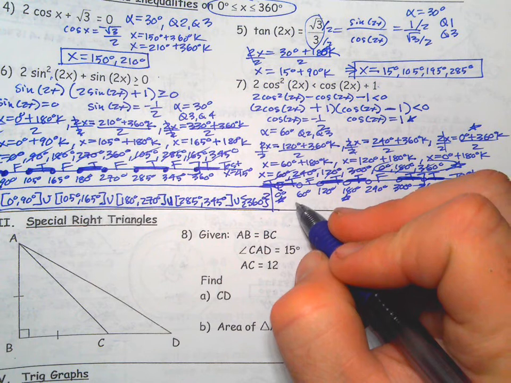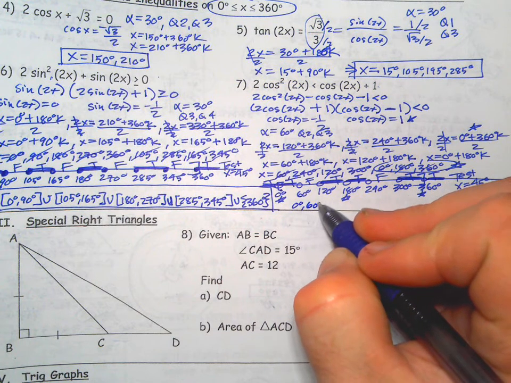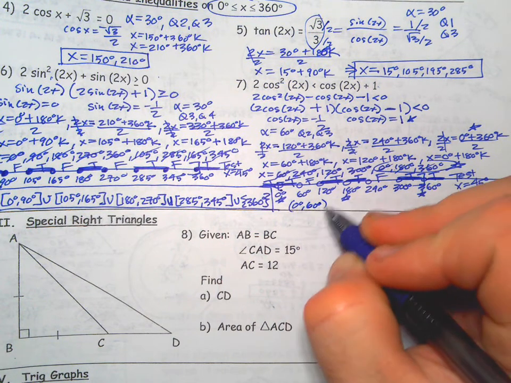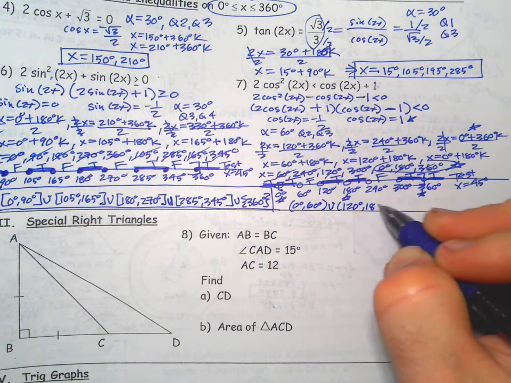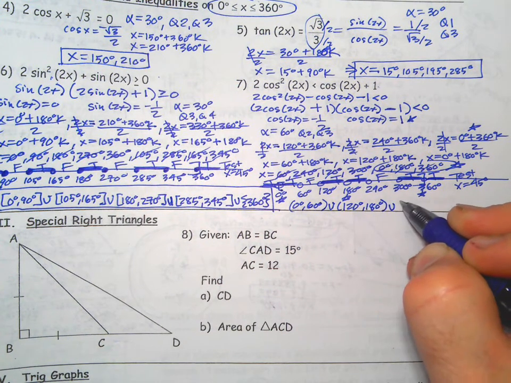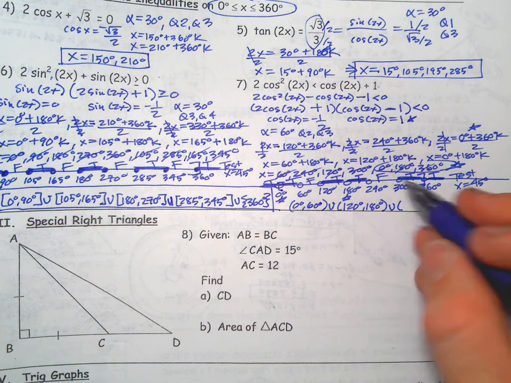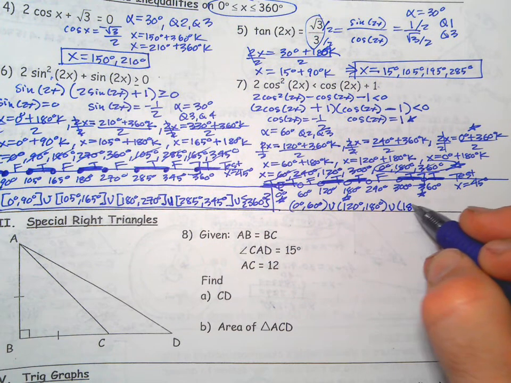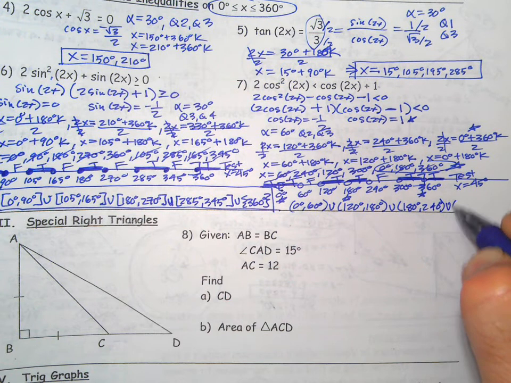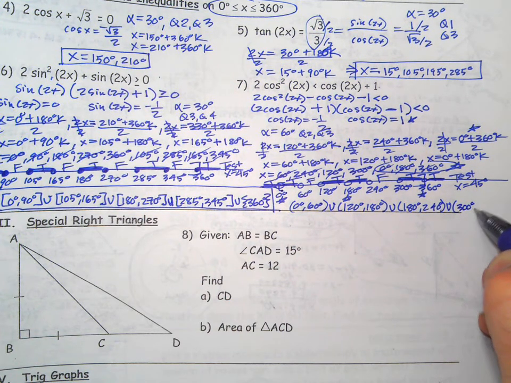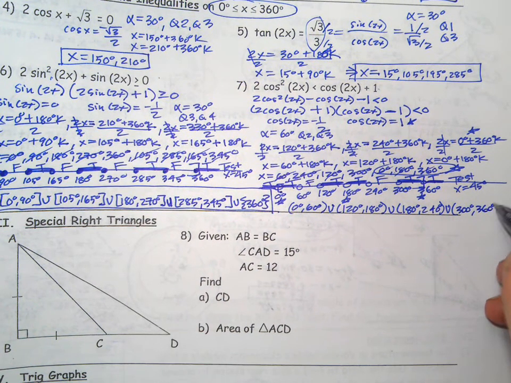But the answer is going to be 0 to 60, parentheses, 120 to 180. You've got to break it up at 180. If it were a solid dot, you wouldn't. You'd just say 120 to 240. But it's an open dot, so you've got to break it up. There you go.